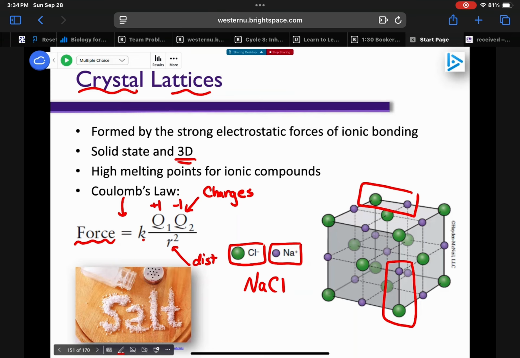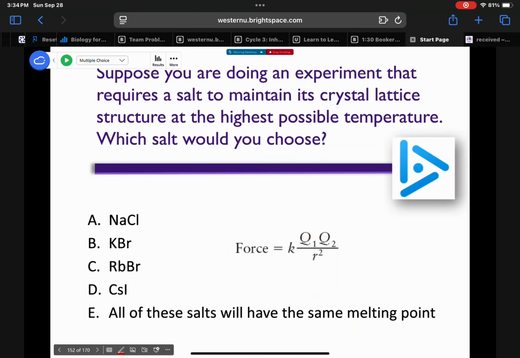Okay, so question. Suppose you're doing an experiment. You want a salt to maintain its crystal lattice structure. So that beautiful ordered structure where all the cations and anions are organized. Another way of saying that is we just want it to stay a solid to the highest possible temperature. Which of these salts would you choose? Chat with the person beside you.